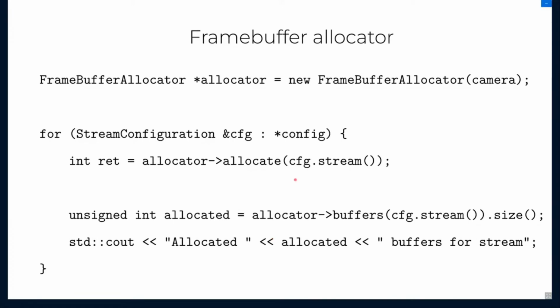After the configuration phase has happened, we will just allocate some buffers. You can use your own allocator, or Libcamera provides one for you. It's a frame buffer allocator. It will iterate over the stream configuration. A camera can ask for multiple streams, as we talked about.